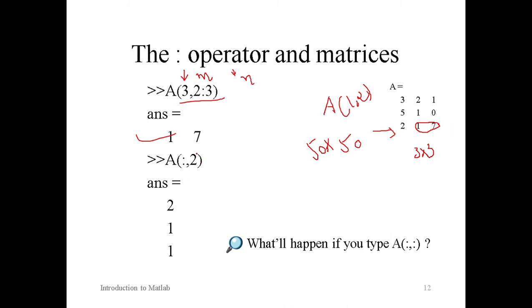So we want the entire row, meaning all 3 rows, but only the second column. The second column is nothing but your 2 1 1. That is your answer. I hope you understand how, if you want some part of your matrix, you can call it out. Now this is one question for you: what will happen if you type A colon colon? This is for your exercise.